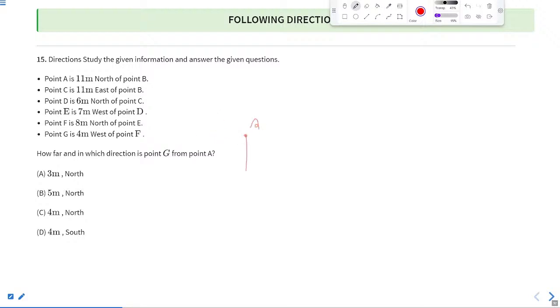A is 11 meters north of B. C is 11 meters east of B. D is 6 meters north of C. E is 7 meters west of D. F is 8 meters north of E. G is 4 meters west of F.